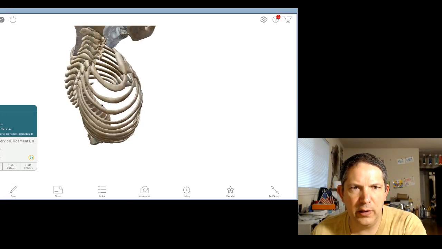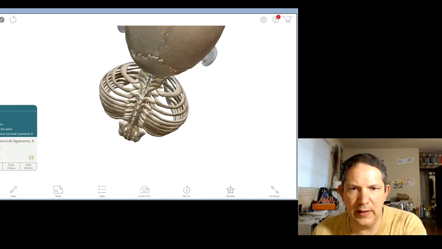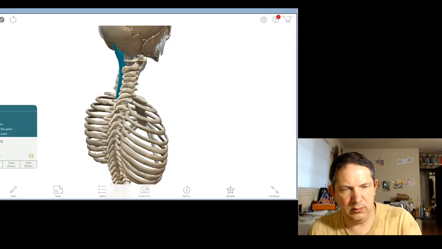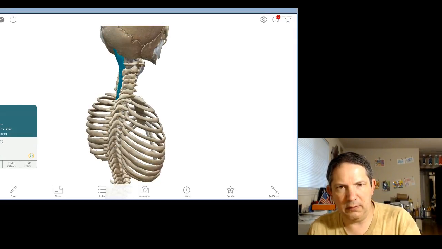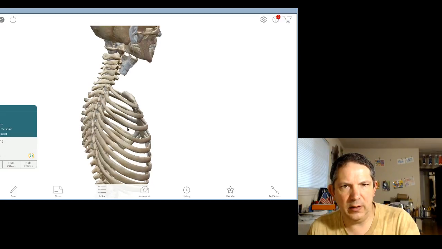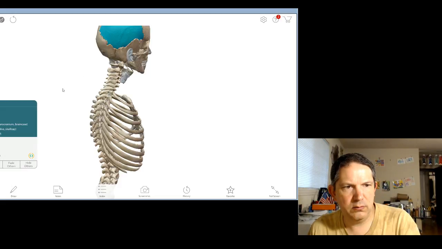Okay, now we're all bone except for one last one, and that's that nuchal ligament that I mentioned in the last video, which, yeah, between the spinous process of C7 and the spine of the occipital bone. So let's just hide that as well. And in fact, if we can, I'm going to hide the whole skull. Bam.